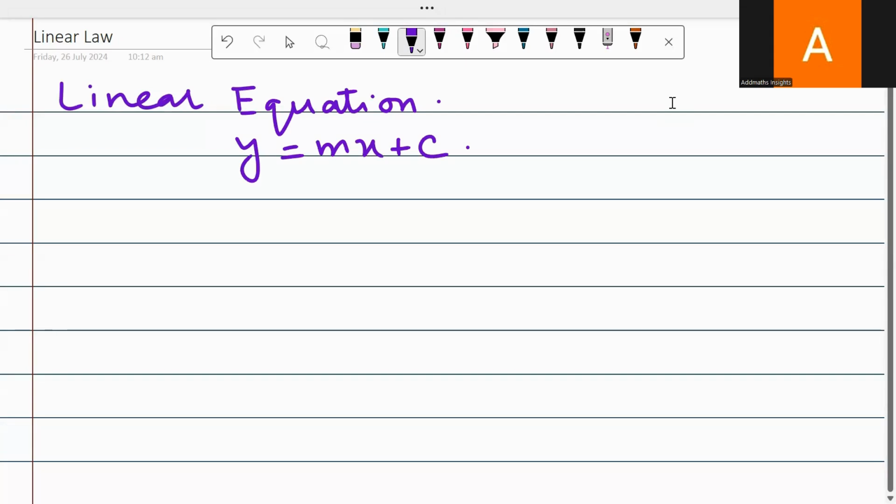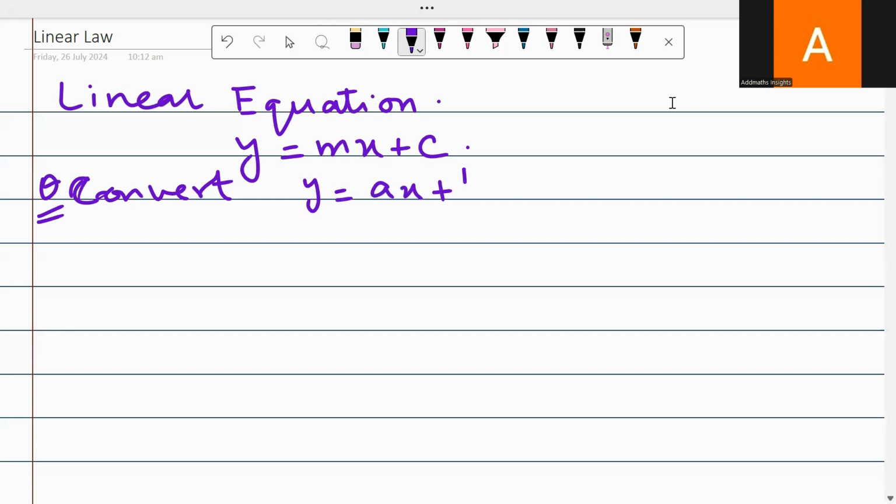But if the equation given to you is other than a linear equation, then you will learn how you can transform or convert it into a linear equation. For example, you have to convert y equals ax plus b over x, which is not a linear equation, into linear. Also remember that we may have more than one way to do the same question.